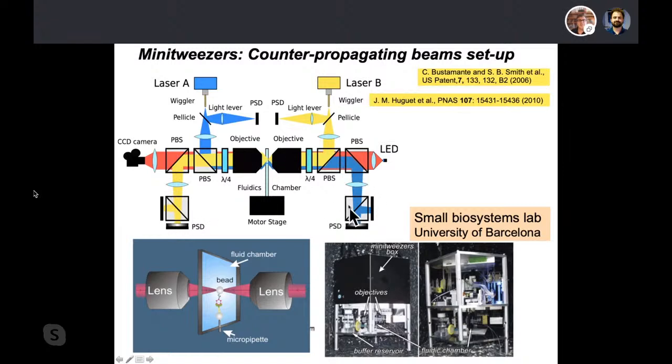Of course, by collecting with these position-sensitive detectors the point at which the beam hits the detector, we can measure directly the change in light momentum. Therefore, we can measure directly the force. And this is the instrument that we have in my lab, which is very compact. It's called mini tweezers. And here is an illustration of how we use it to pull a molecule.